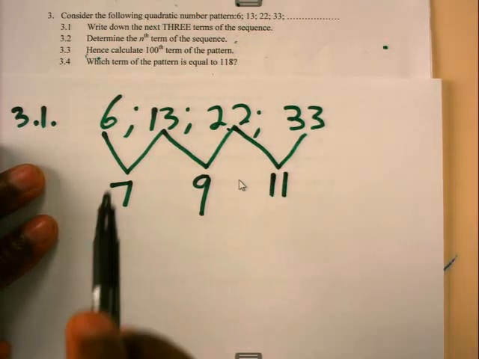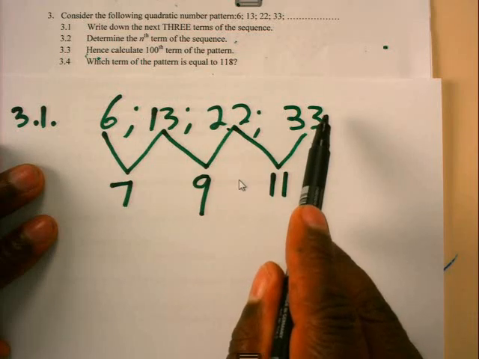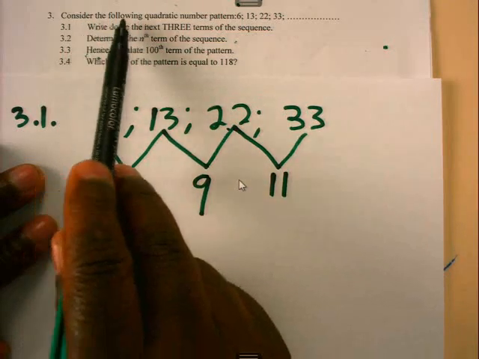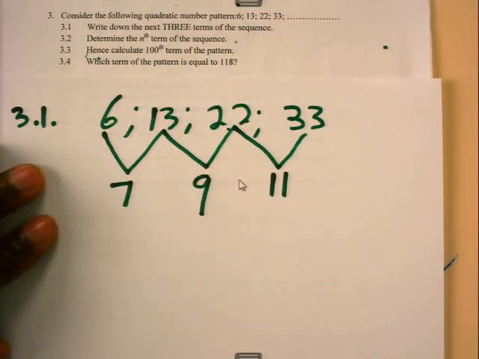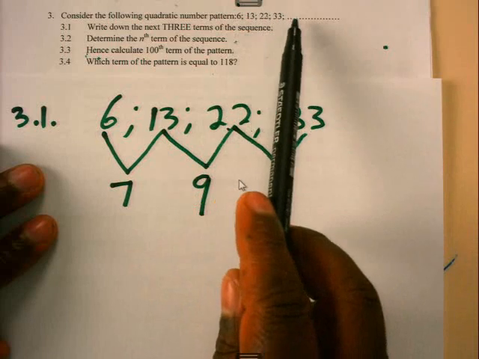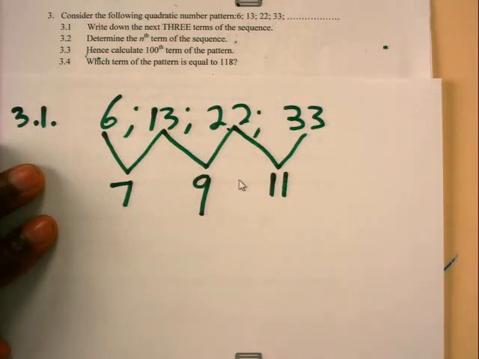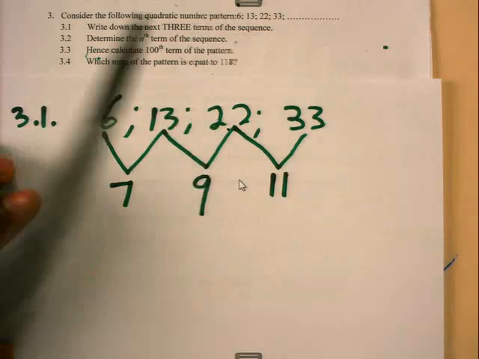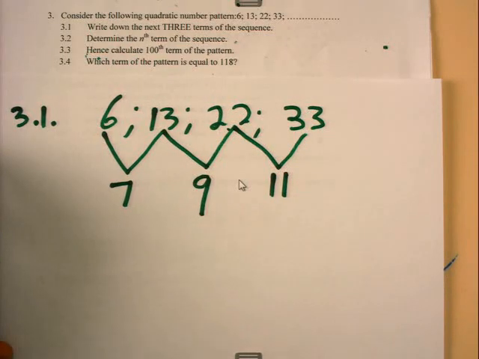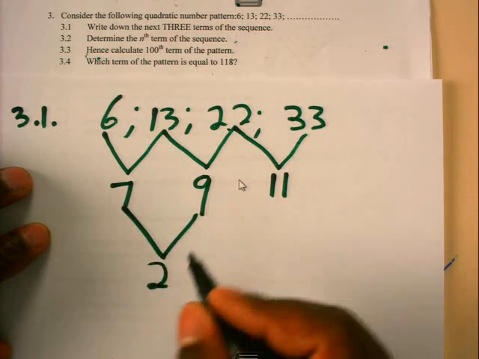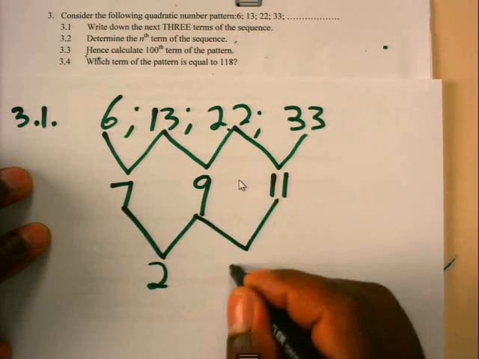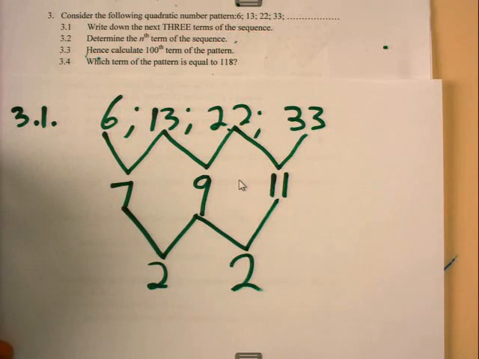Let me repeat. This is the pattern that is given to us, a quadratic number pattern: 6, 13, 22, 33. Because it is a quadratic number pattern, we know that the second difference must be common. From here you can tell that the second difference, 9 minus 7, gives you 2, and 11 minus 9 also gives you 2. So the second difference is common as 2.